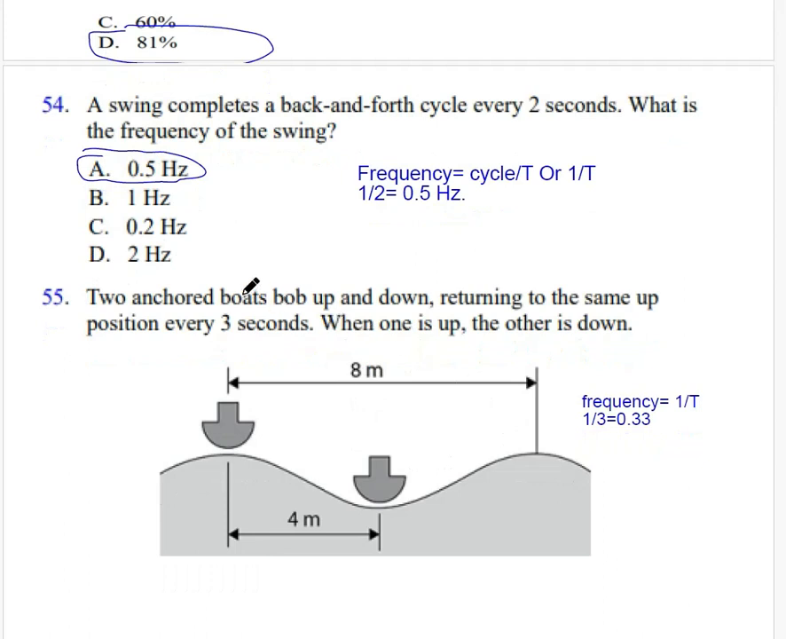So this one again: two anchored boats bob up and down, returning to the same up position every 3 seconds. So this is the time. When one is up, the other is down. This 8 from here to here is the wavelength, and the period here is 3 seconds. So if we compute the frequency, it's a cycle per time, or 1 over 3 seconds, which is basically 0.33. So this is now the frequency of the two anchored boats, and this is the wavelength.